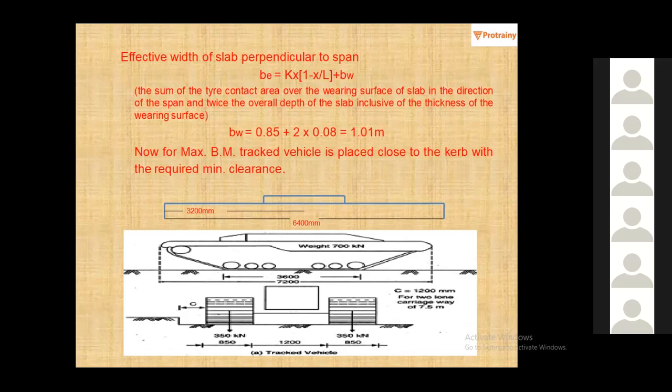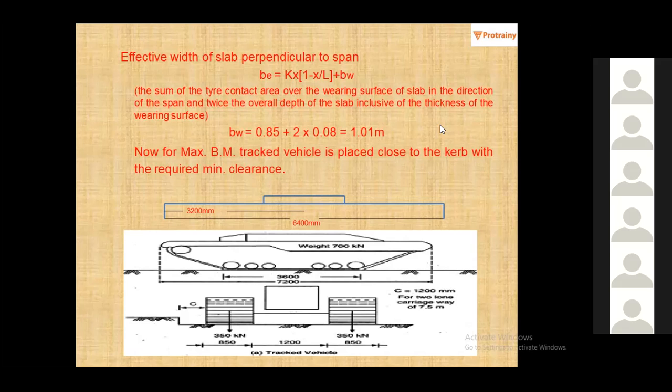As per code, in order to find out the value of BW, you have to add the width of your track plus 2 into the depth of our wearing coat. You are given this expression. Just put the values in this expression and you will get the answer for BW. So the answer for BW comes out to be 1.01 meter. Is it clear now? Okay, sir.